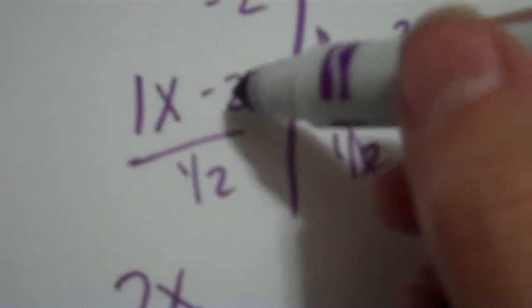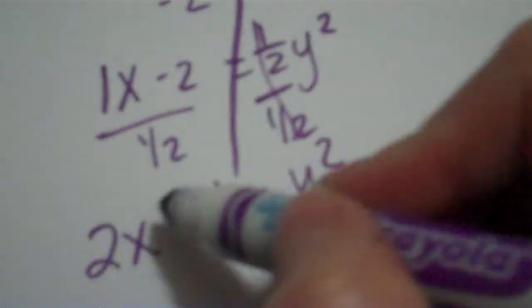So 2x, and then -2 divided by 1/2. You could just do 2 and 1/2, but sometimes you get the negatives kind of confused. So -2 divided by 1/2, either in your head or in the calculator, is -4. So you get -4 equals y squared. Okay? This tends to be where most kids get tripped up.